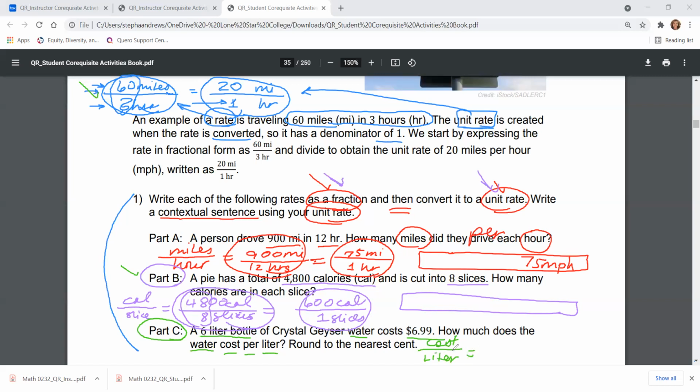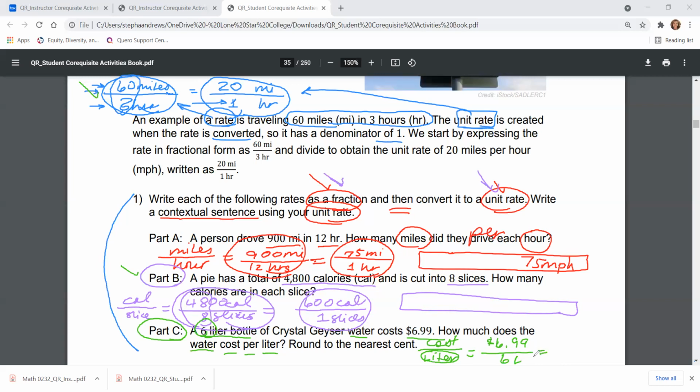Again, and maybe for the last time, just to say, write information down or your brain's going to flip it. Your brain is going to switch it around. Your brain's going to do weird stuff. So make your brain behave that they want cost per liter. So the cost represented in this problem is $6.99. How many liters are represented? Well, it's giving us a 6-liter bottle.